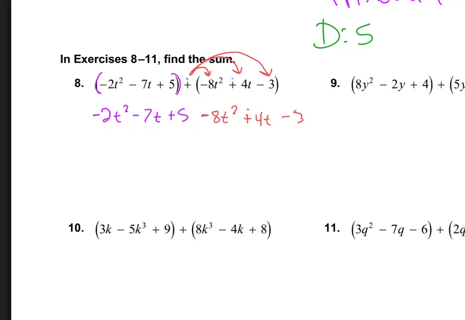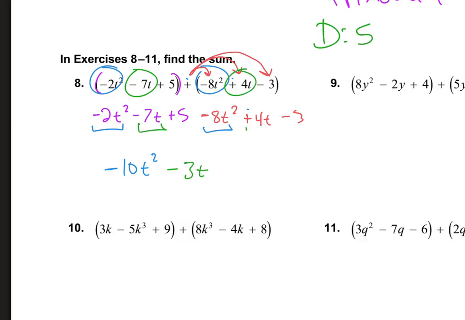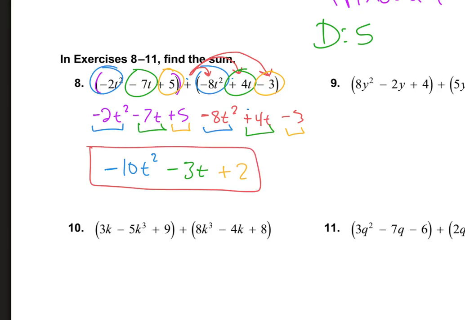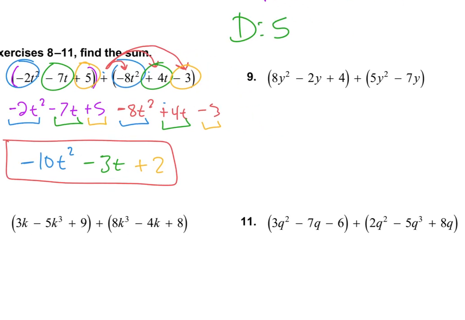So, like I said, some of you might want to just do this and go, listen, negative 2t squared, negative 8t squared, which are here, and here is negative 10t squared. And then negative 7t plus 4t, that is negative 3t. By the way, that's here and here. And then lastly, 5 plus negative 3, that's 2, which is there and there. And you're basically free to do that. That is the answer right here. So when it comes to adding, if you can see it without simplifying it, go for it.